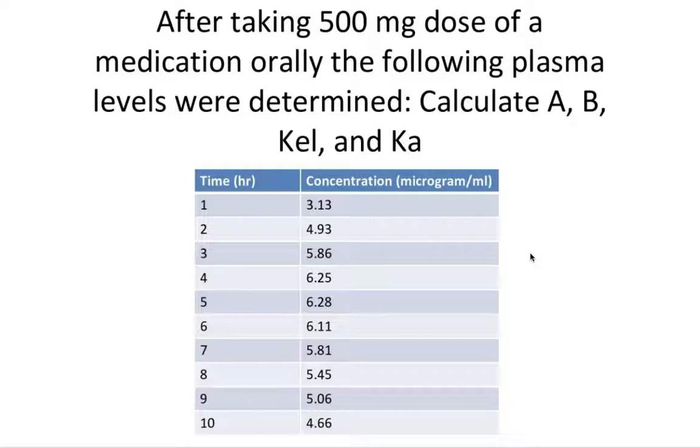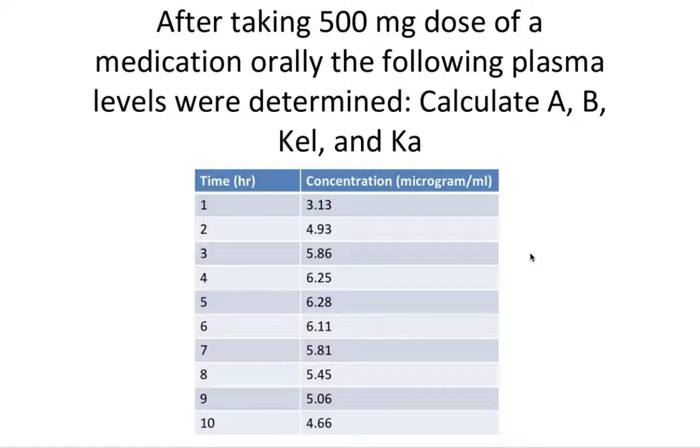In every hour after the dose was given, the plasma level was measured: 1, 2, 3, 4, all the way up to 10 hours. And the concentrations were determined, as shown on the table in micrograms per ml. And given this data, we can calculate two intercepts.